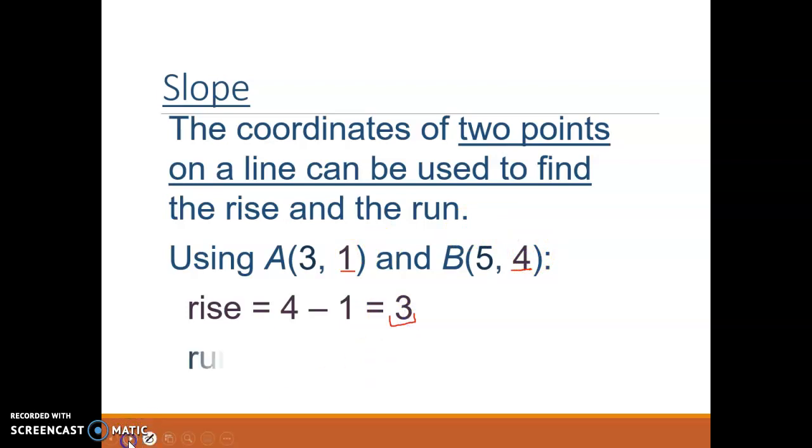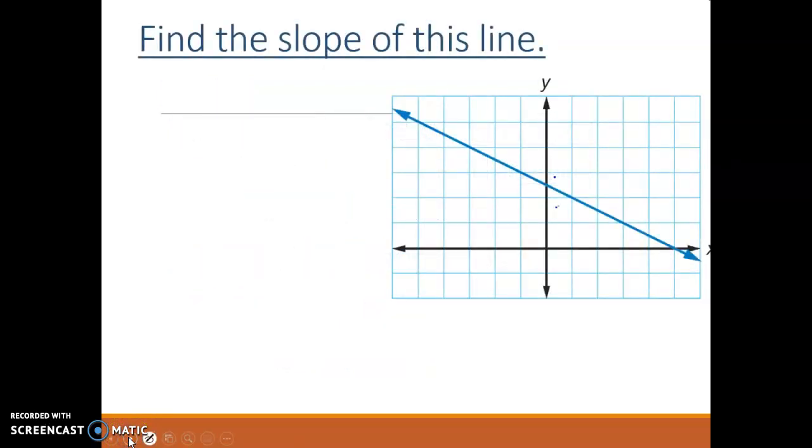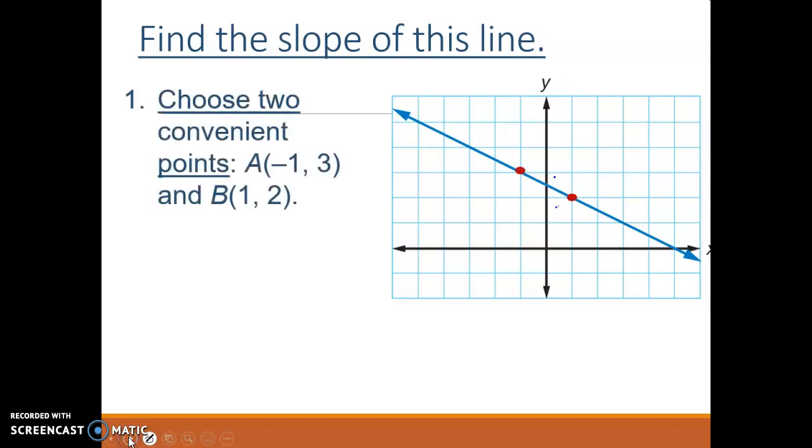And our run went from 3 to 5. That's a difference of 2. If our slope is rise over run, then our slope is 3 over 2. Let's try to find the slope of this line from a graph.